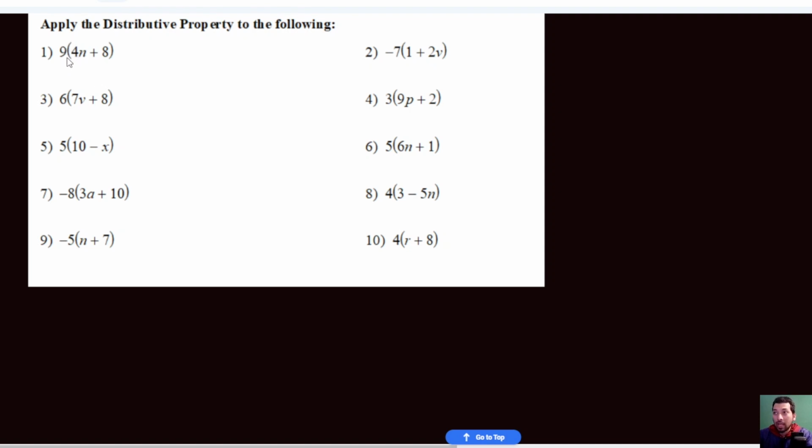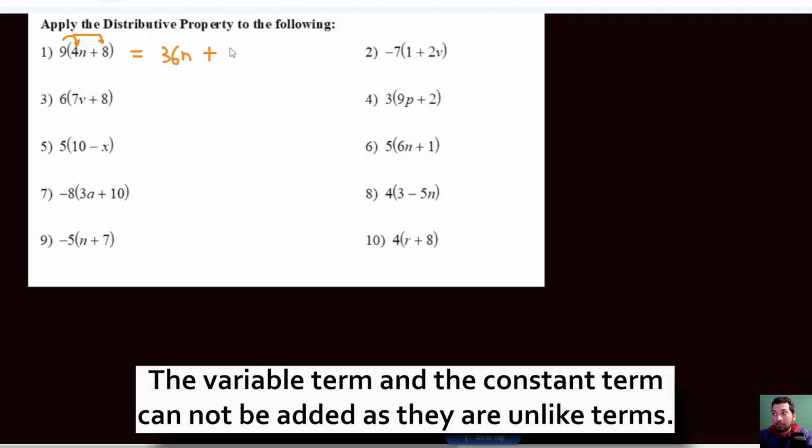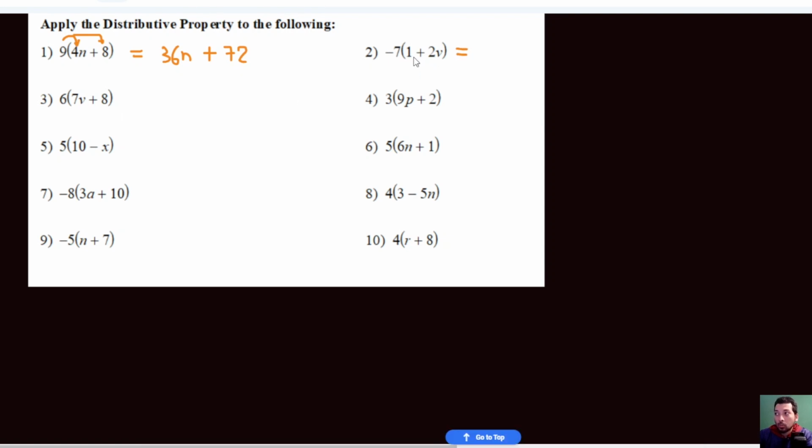So the first one, we have 9, open parentheses, 4n plus 8, close parentheses. So when you distribute, we basically do 9 times 4n. We just multiply the two constants together. So 9 times 4 is 36. So that is 36n plus 9 times 8, that is 72. That's it.